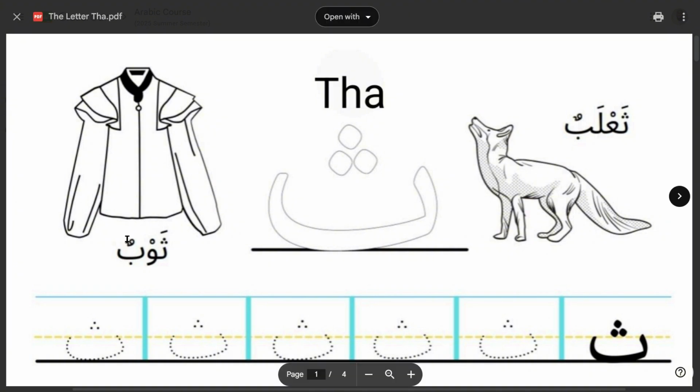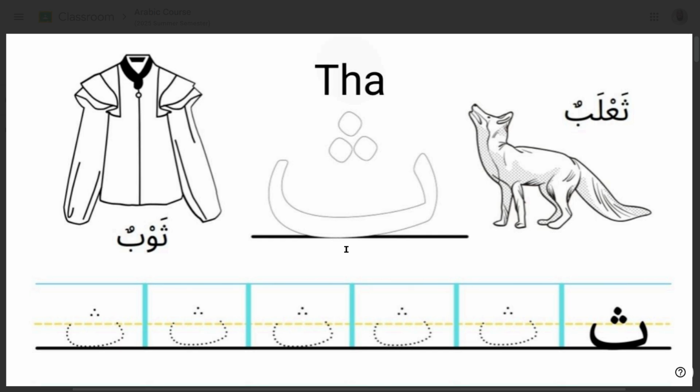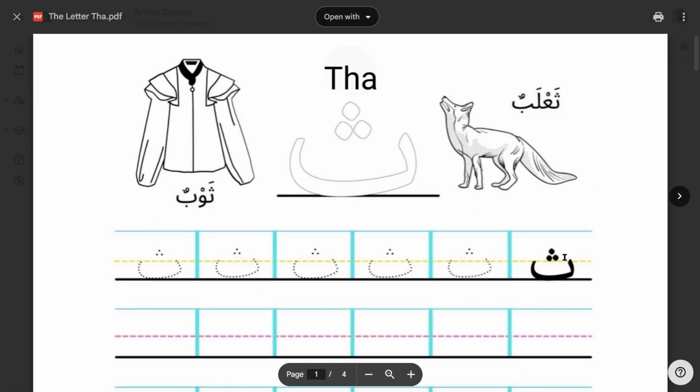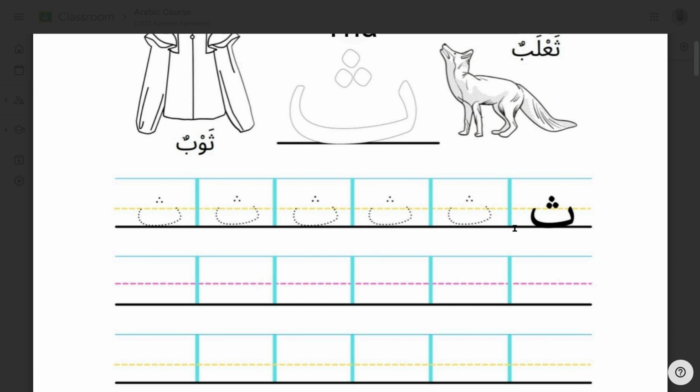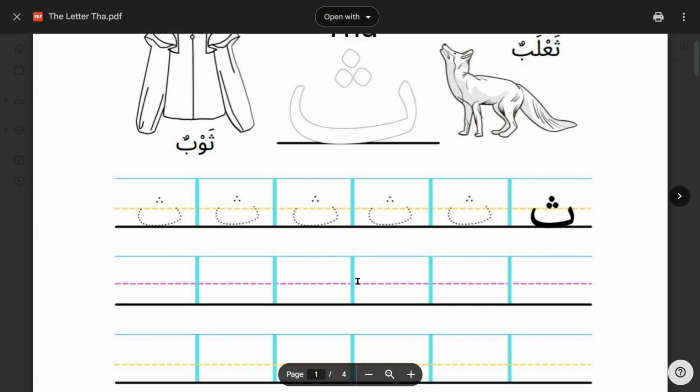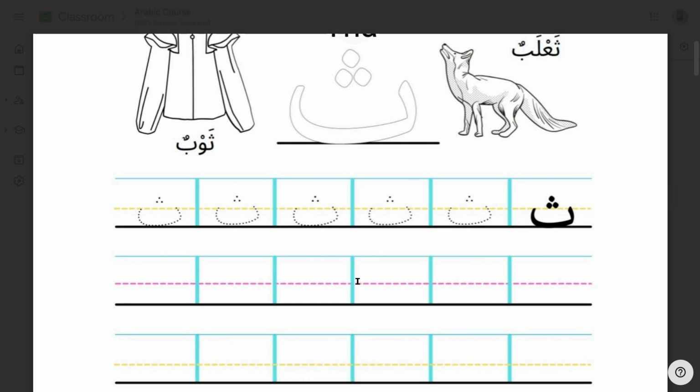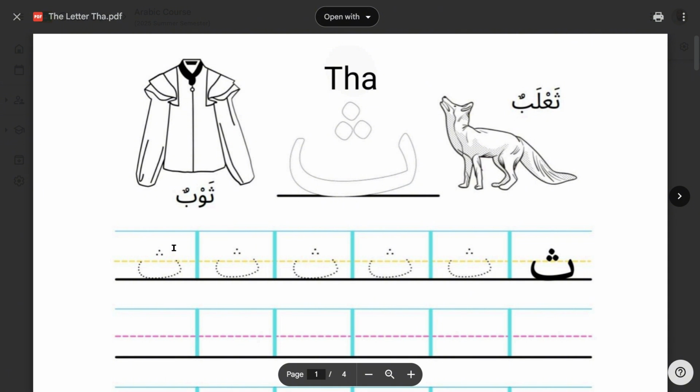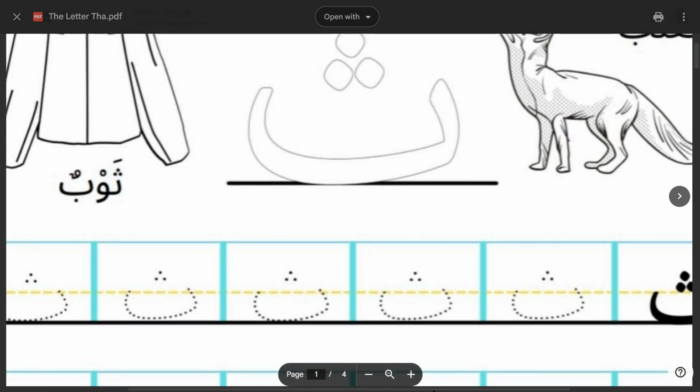Something you guys may be recognizing or used to, the word thawb, which is the long dress the imam wears. Thawb. It starts with a tha. To practice, guys, write it out, pronounce it. Quick question on the word thawb. That symbol on top of the ba, is that a sukoon as well? Let me get close to it.